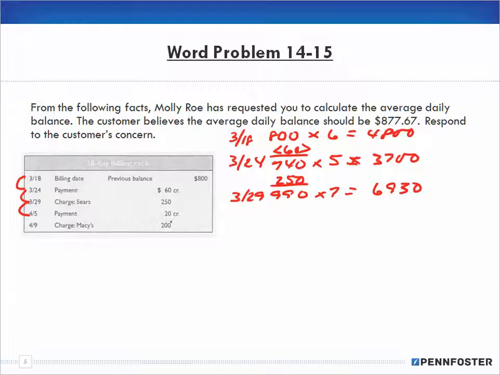On the 5th, there is a payment of $20. So that changes the balance to $970 on 4/5. And that balance is for 4 days. So that ends up being $3,880.